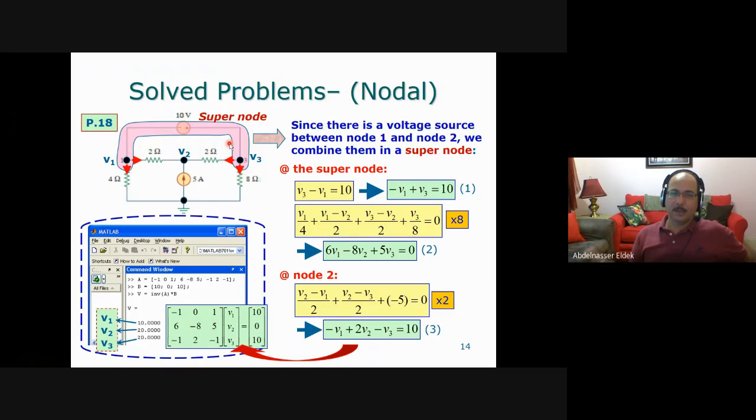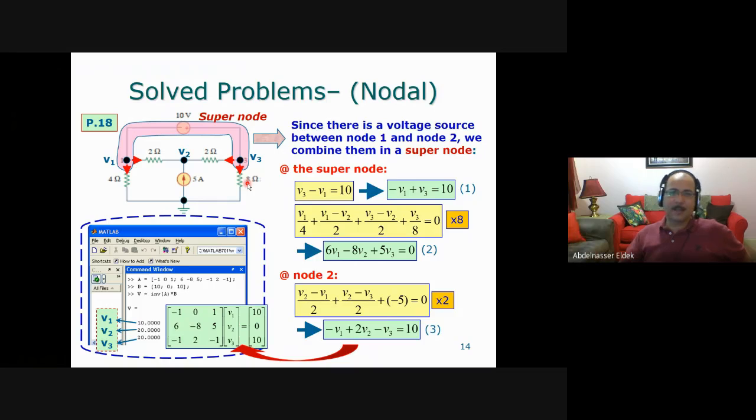The supernode is connected to how many branches here? 1, 2 from this side, 1, 2 from the other side. Then you have four currents connected to this supernode. Of course, you don't have a current inside here because this is inside the node. You don't need it. You just need to calculate the currents exiting this supernode. So it is this one here, plus this one, plus this one, plus this one equals 0.